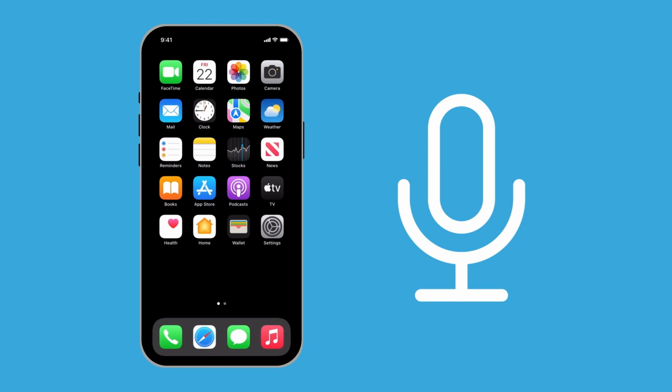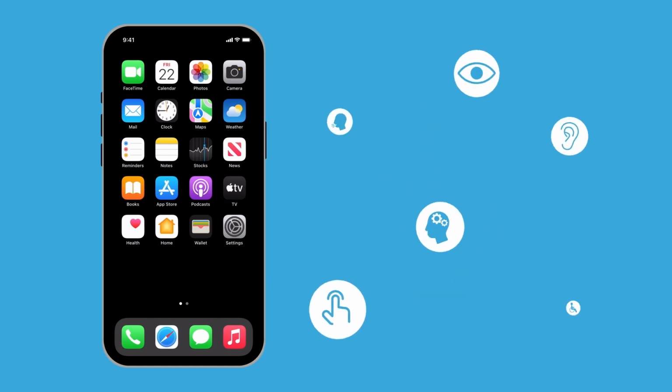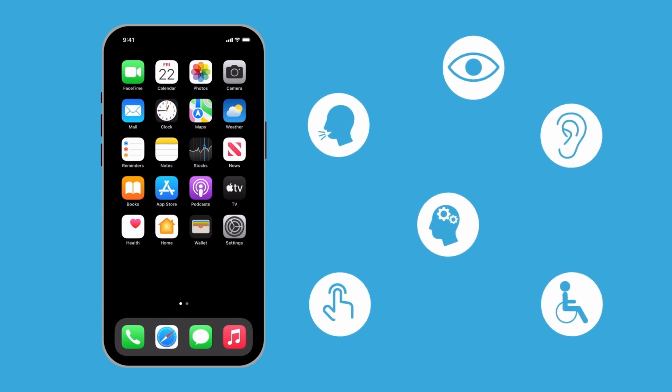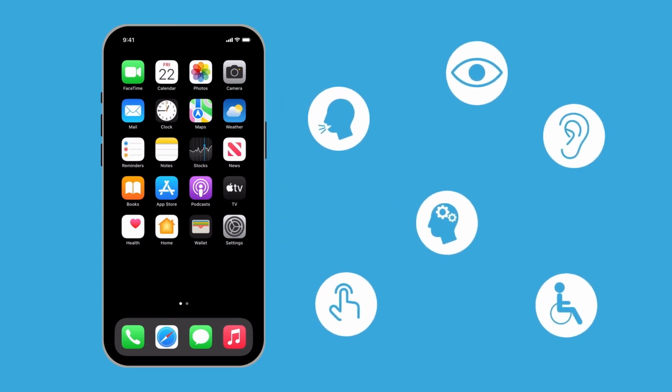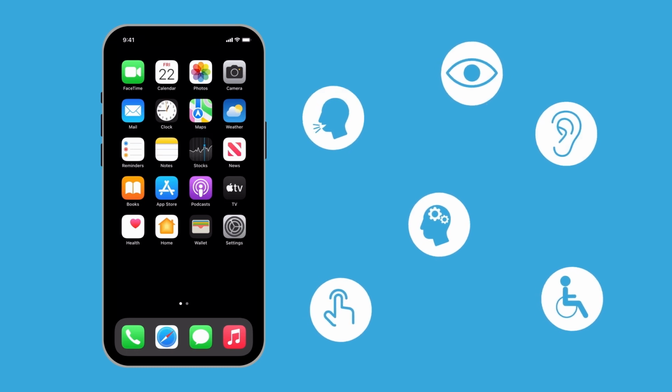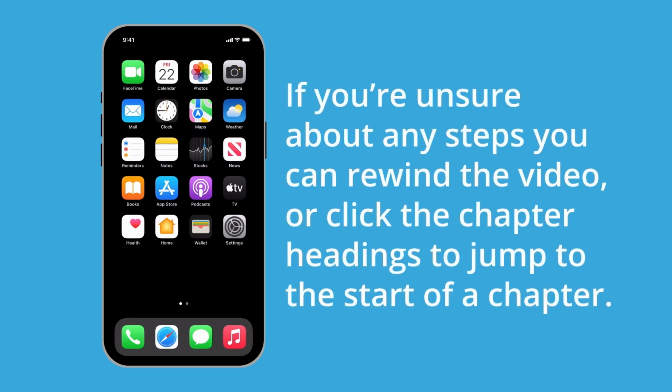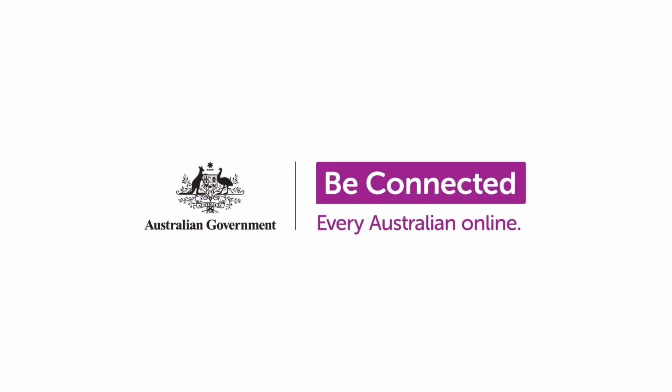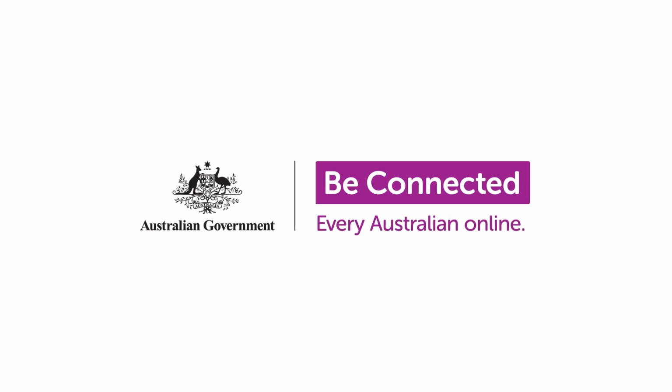You've now reached the end of the course and should know how to use some of your iPhone's accessibility features. There are many others too, so it's worth exploring to find those which might help make your life easier. If you're unsure about any steps, you can rewind the video or click the chapter headings to jump to the start of a chapter. If you're ready to move on, there are many other courses to explore on Be Connected.